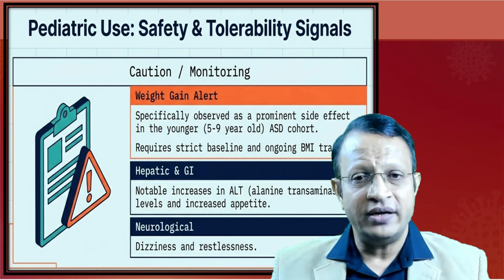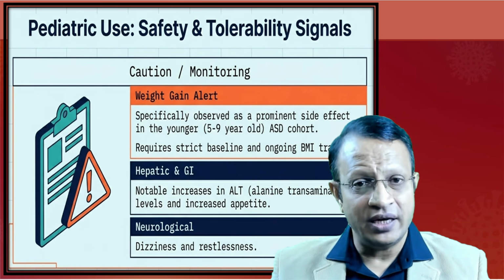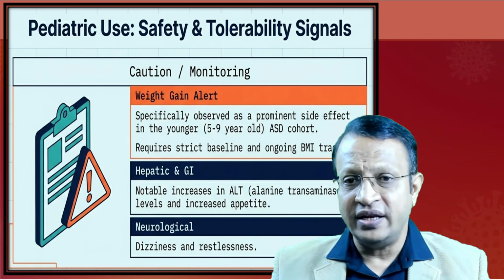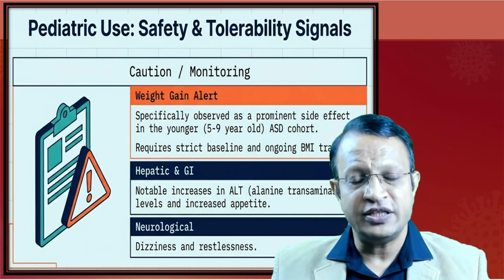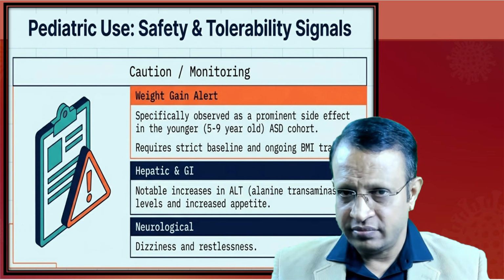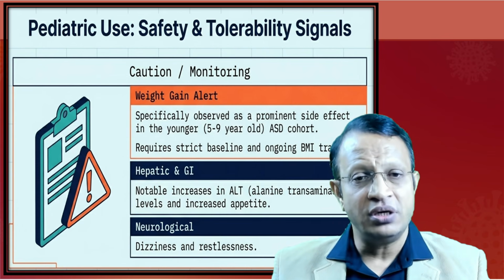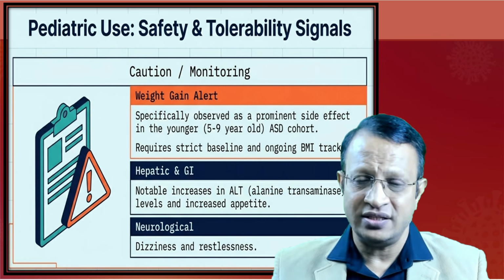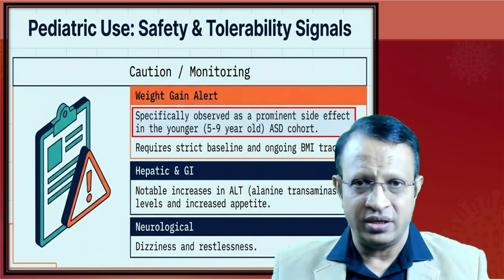We need to look at this and see whether there is an increased appetite. In such a scenario, if there is any hike in alanine transaminase more than 10 times, we may have to bring down the dosage. Further, in children, it can cause dizziness and restlessness. We need to monitor this in children.